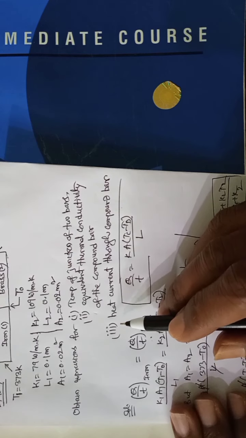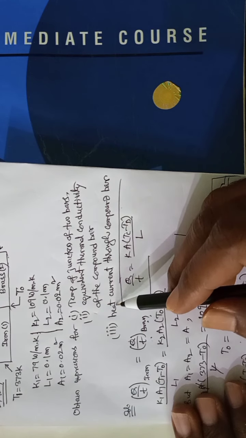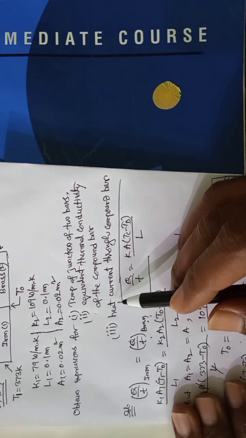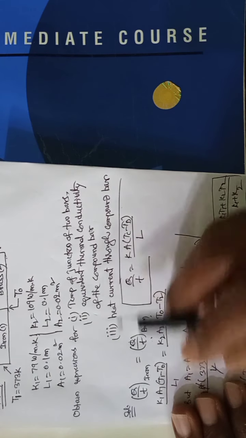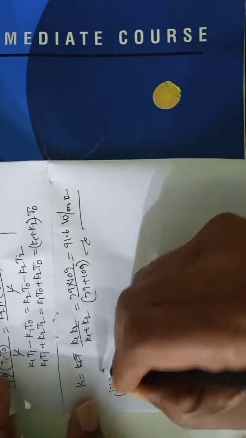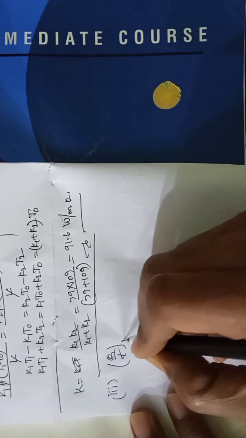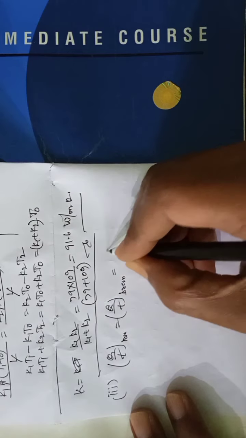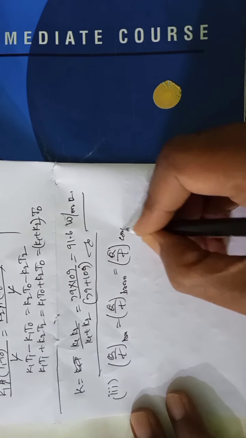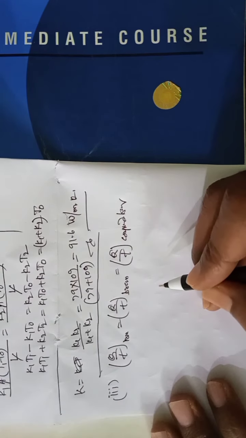What is the third question? Heat current through compound bar. Whether you are asked about heat current through iron bar, or heat current through brass bar, or heat current through compound bar, all will be one and the same. Let me write here. So heat current through iron bar, heat current through brass bar is equal to heat current through compound bar, will be same. So you can choose either of the three.